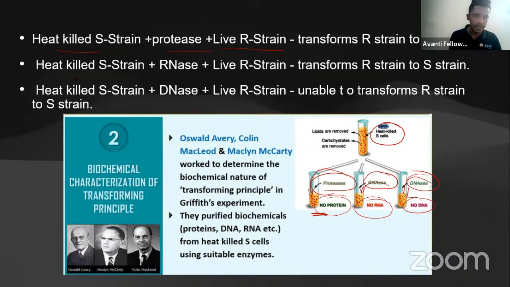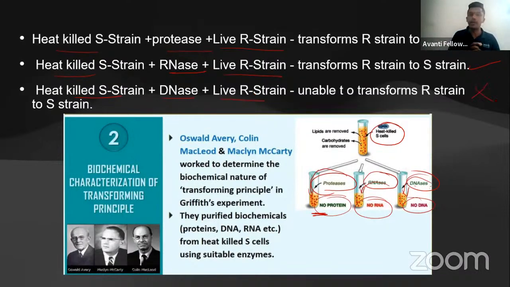Next one. They take the heat-killed smooth strain and they add RNases and then they mix it up with the live R strain. When they do this, again the transformation takes place because RNA got destroyed, no problem. Now the DNA is transferred, so that will help the bacteria to get transformation. Next, heat-killed S strain plus DNases plus R strain when they added, now the transformation will not take place.